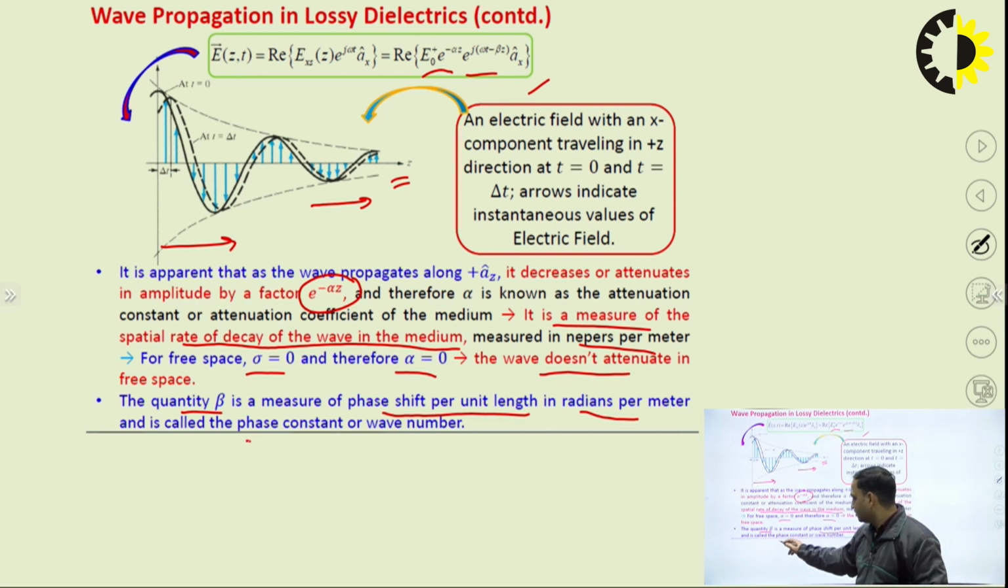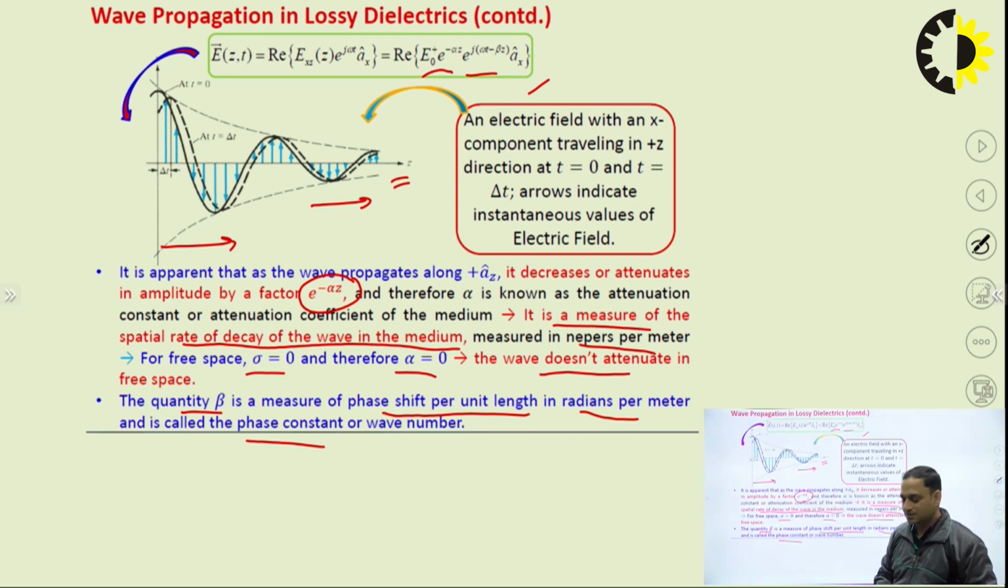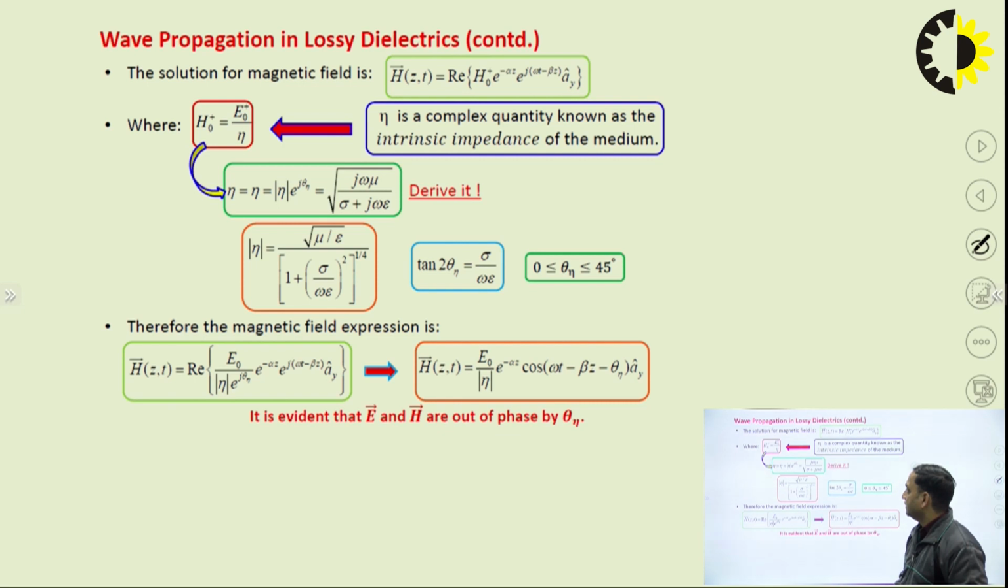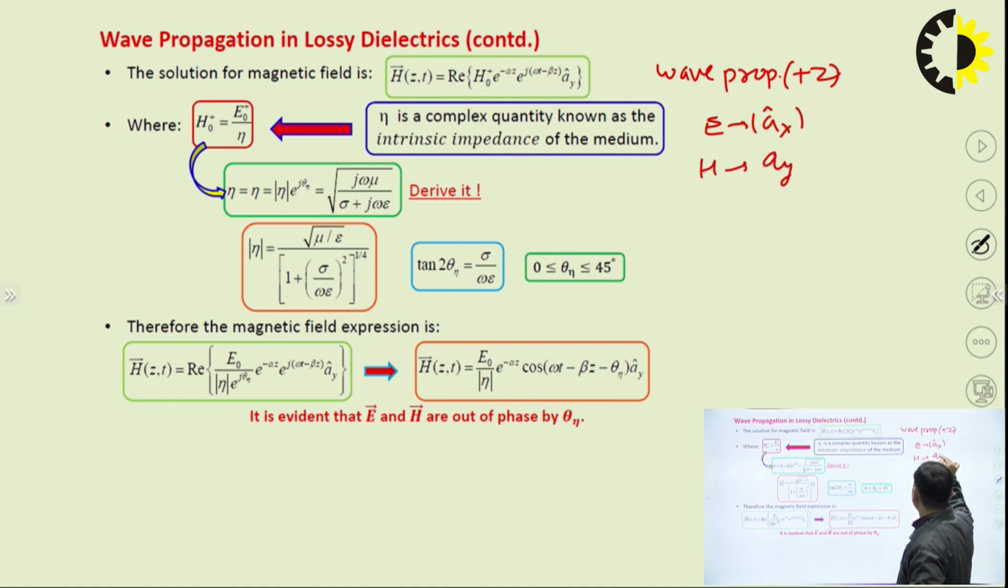Phase constant or the wave number. So this is the representation of alpha and beta, or the significance of that. Now, as we found the direction of E, the wave propagation is in the positive z direction, then corresponding to that E is in the x direction, then H will be in the y direction. Okay, so this is representing here.